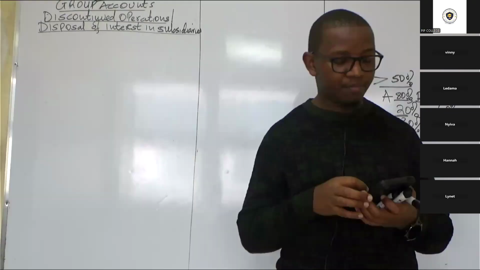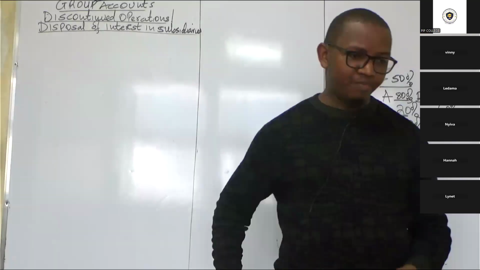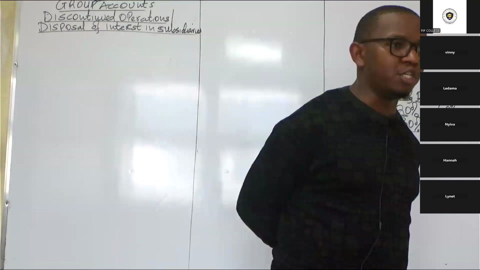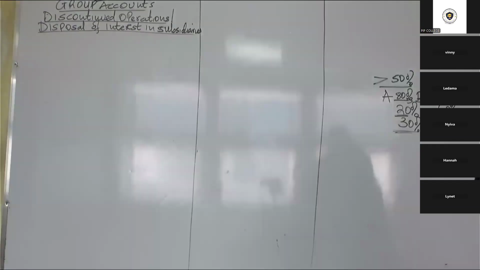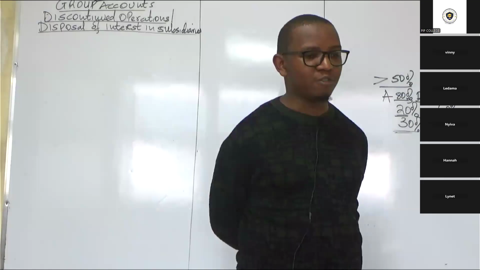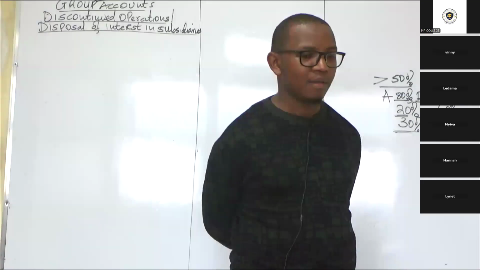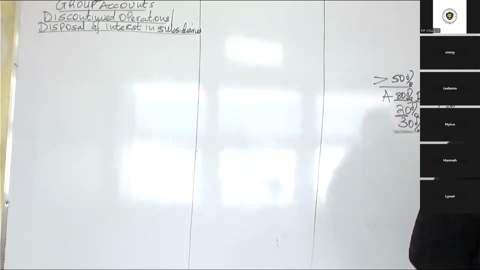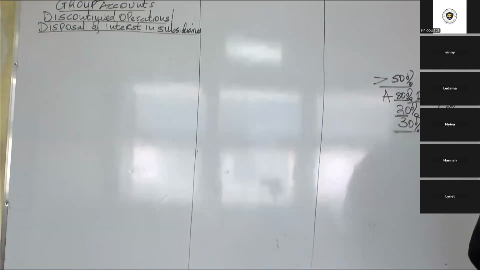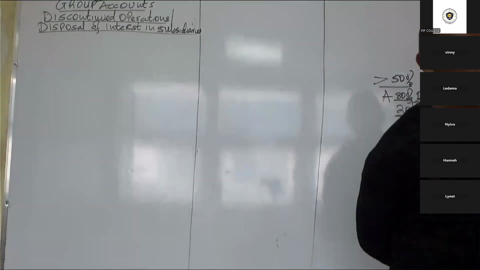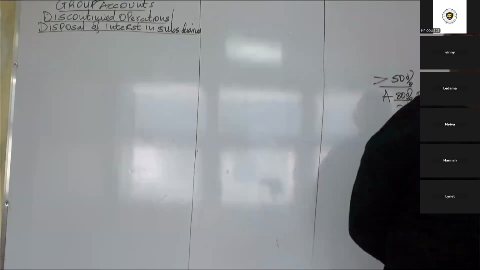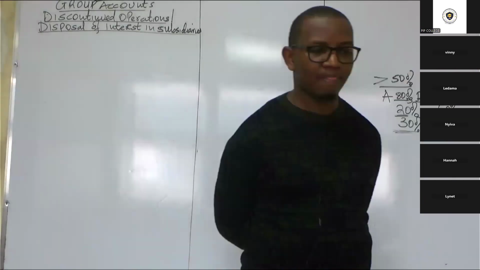Consolidated income statement. Number 2 is disposal of part of its interest in a subsidiary, but still maintains a controlling interest in that subsidiary.